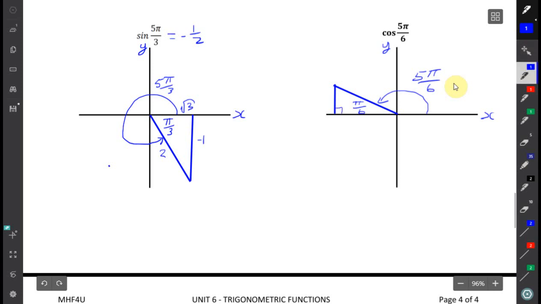The opposite, so we have 1, 2, 3, where this is root 3, right? This is the 1, 2, 3 triangle. So the ratio here is the adjacent over the hypotenuse, which is root 3 over 2. However, this is on the negative side of the x-axis, so this is actually negative root 3 over 2.